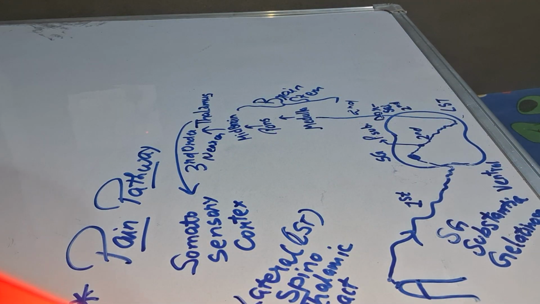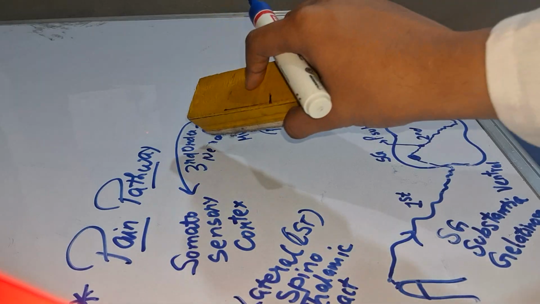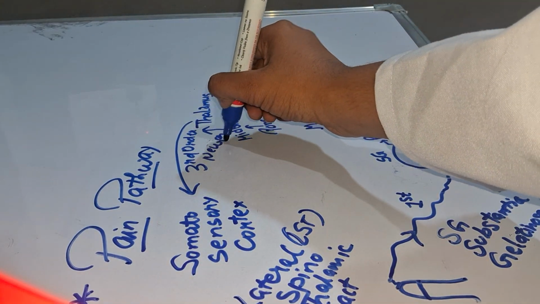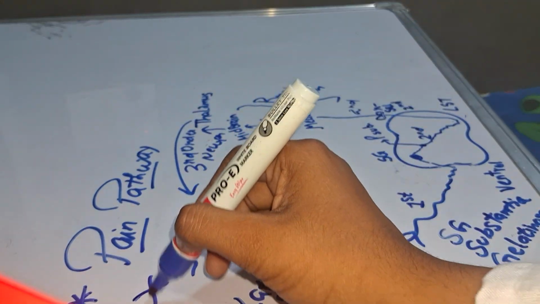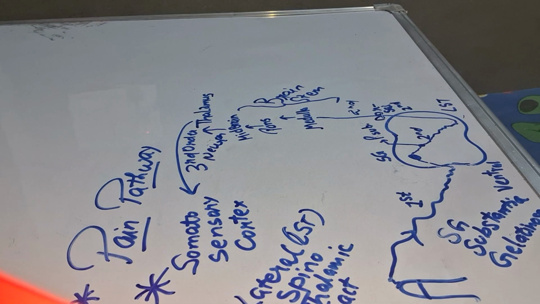Third order neuron. All right, here the sensation is perceived. And we feel the pain.